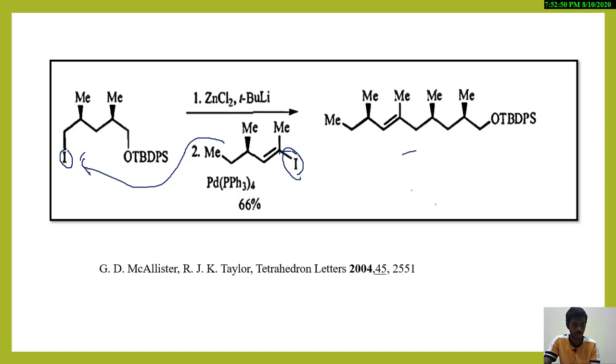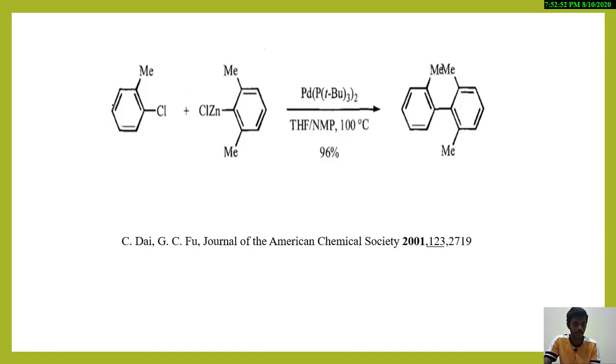You see this example here. This is the starting material. We are reacting with a palladium compound. This is palladium 0 complex in the presence of THF or NMP at 100 degrees centigrade. These are the solvents used here, N-methylpyrrolidone and THF, at 100 degrees centigrade. The coupled product will be obtained. Here the chlorine bond and the ZnCl will be eliminated to form the coupled product.